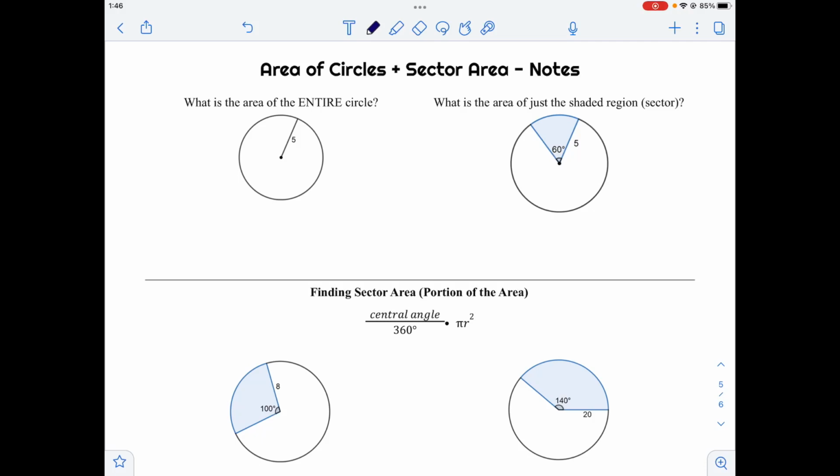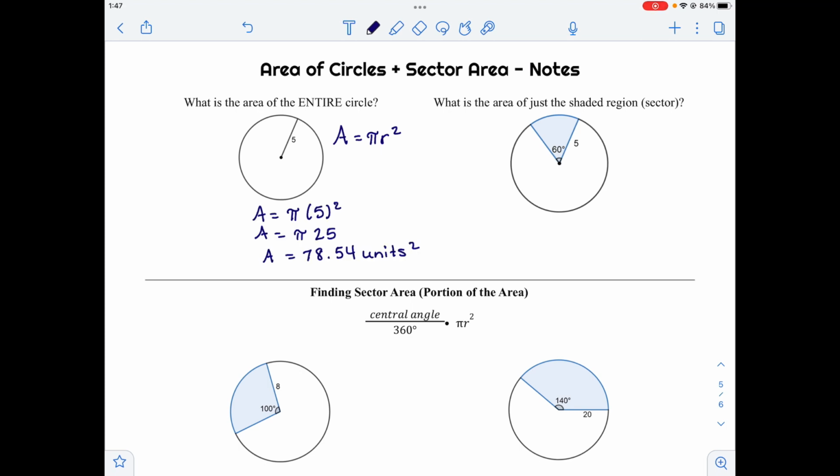In this lesson, we're going to talk about area of circles and sector area. So let's remember and refresh ourselves what an area of a circle is. We know that it's all the shaded area of a circle. So our formula is A equals pi r squared, with A being the area and r being the radius, and of course we square it. So let's try this one just as a refresher.